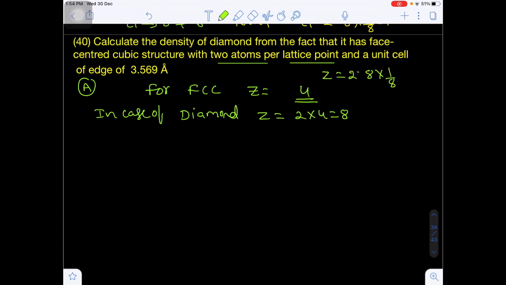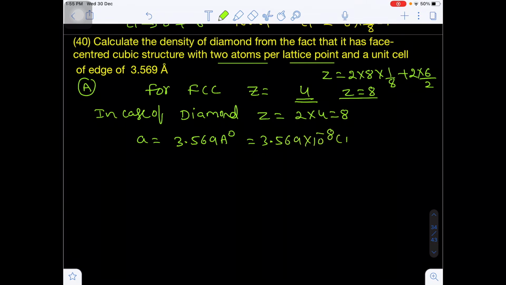Okay. So we have to consider 2 atoms per lattice point, plus here there are 6 faces, contribution will be 1 by 2. So we have to consider the 2 atoms per lattice point. So overall you will get the Z value here how much? 8. Are you getting my point? Z value you will get how much? 8. Now come to the edge length, it is given as 3.569 angstroms. Do you know the angstrom value in terms of centimeter? Yes, 10 to the power minus 8 centimeter.